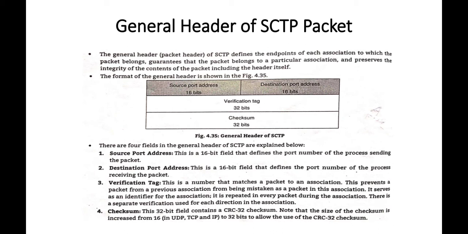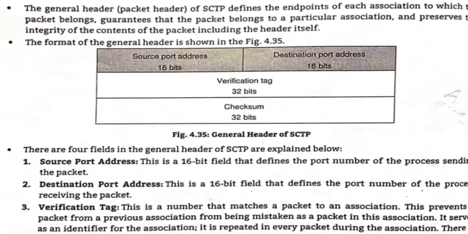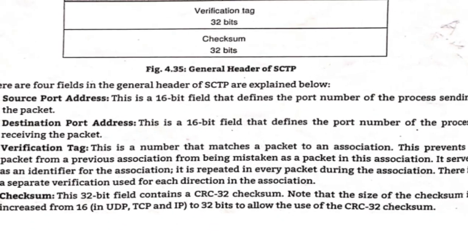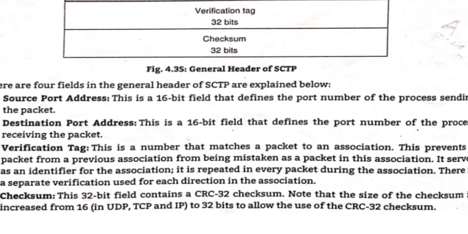So here you can see that this is a number that matches the packet to an association. This prevents a packet from a previous association from being mistaken for a packet in the current association. Suppose a packet is sent and some error occurs on the particular connection, so that the checksum value does not match. It serves as an identifier for the association, meaning the connection, so it can identify whether the packet comes from the correct sender or not.